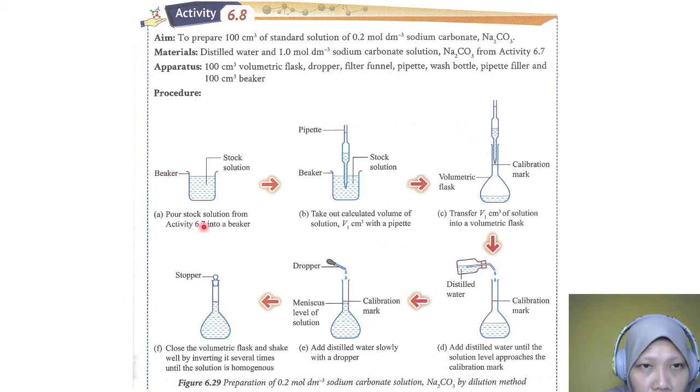Okay, we pour stock solution from activity 6.7 into a beaker. It says pour the stock solution from activity 6.7, the solution from earlier. Put it in the beaker. And then take out the calculated volume of solution, which is V1 cm3, with a pipette. That means how much we want to take. We don't know yet, we have to calculate. So it says take out calculated volume, meaning that we have to calculate how much volume we need to take out.